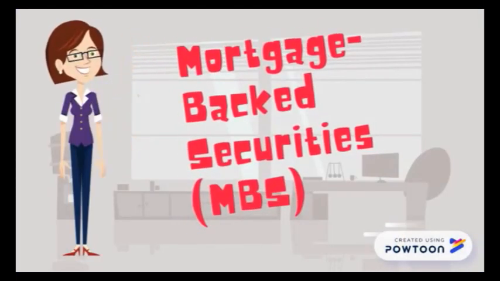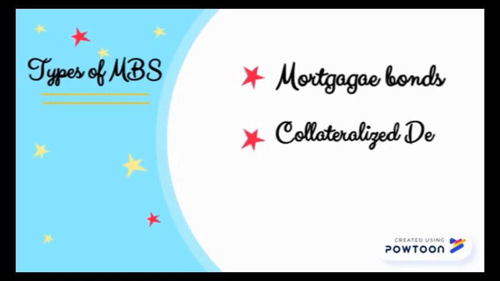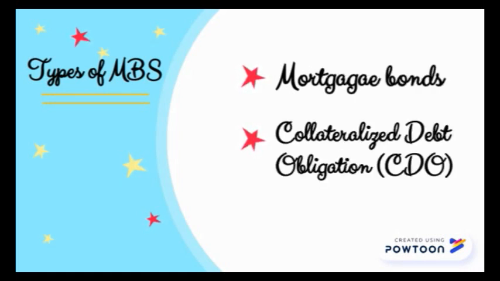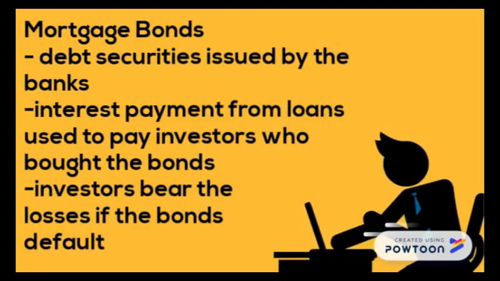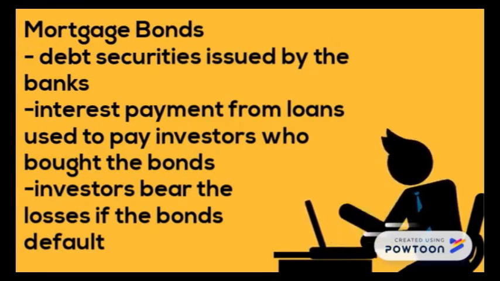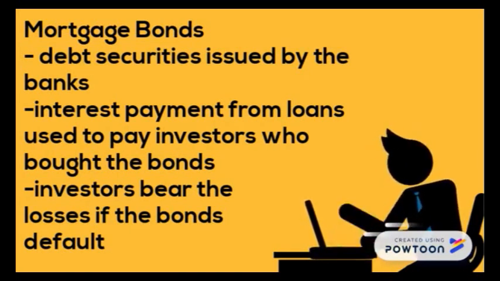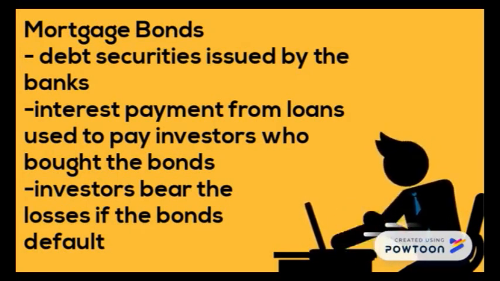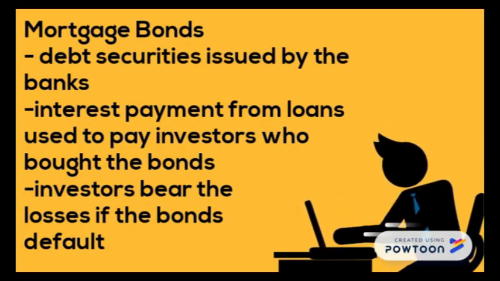Mortgage-backed securities, also known as MBS, are a type of asset-backed securities secured by a collection of mortgages. There are a few types of MBS, but this time we are going to focus on mortgage bonds and collateralized debt obligations, CDO. Mortgage bonds are debt securities mainly issued by the banks, usually backed by a pool of loans issued by the banks. The interest payments from the loans will be used to pay investors who bought the bonds. Investors will bear the losses if the bonds default, while the banks only act as the intermediaries between borrowers and investors.